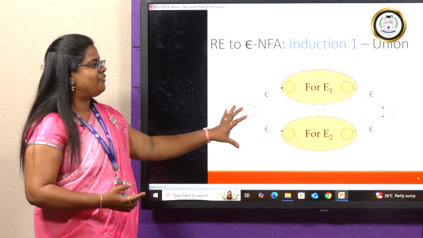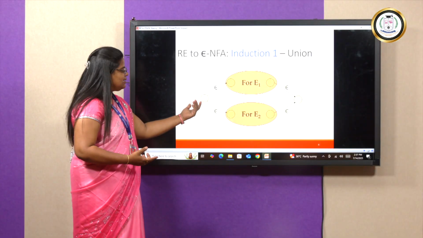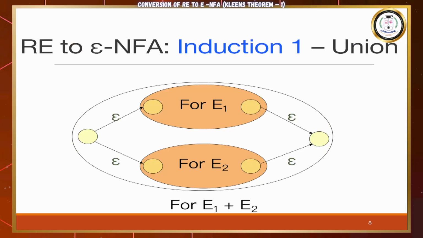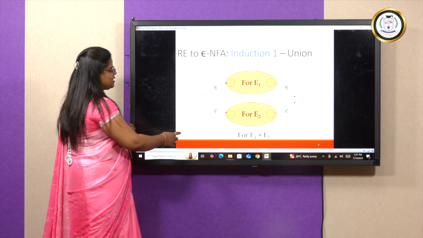So in this particular figure, if the question is like E1 plus E2, then we can consider this is the start state and that is the end state for E1 plus E2. So how? For example, a string is coming, either that can go to this path or this path. Which path is needed? According to the string, it will be selected and it will be checking the case.